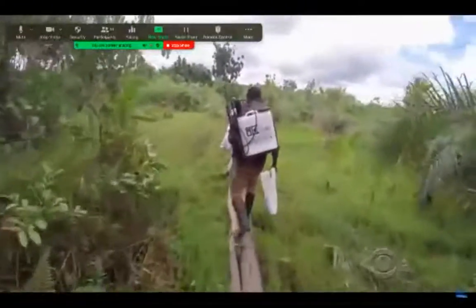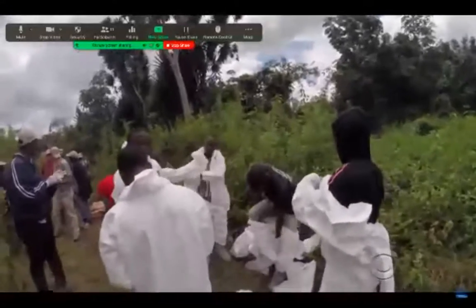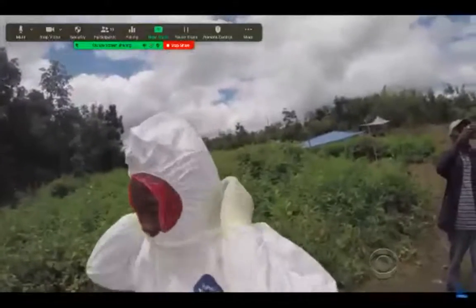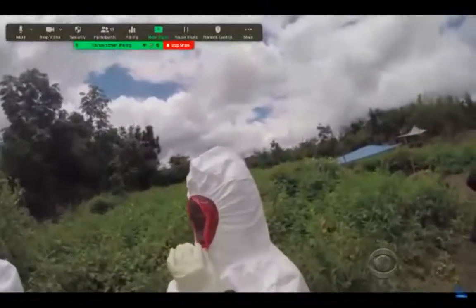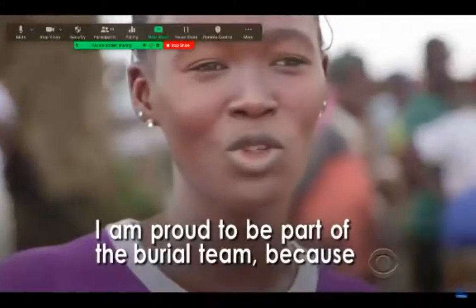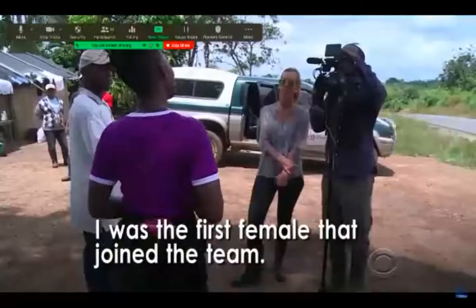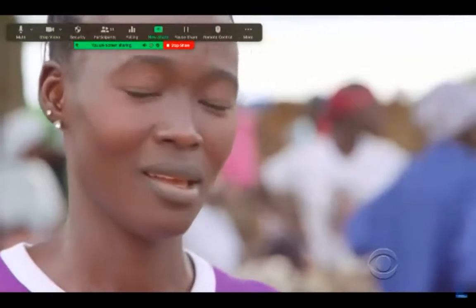After a long walk into the bush, the burial team begins suiting up, following strict new guidelines. Frida Forkpa was studying to be a nurse before the outbreak, but she jumped at a chance of a job. She makes $15 a day. I'm proud to be part of the burial team because I was the first female that joined the team. Are you not scared? It's the most dangerous job in the world.